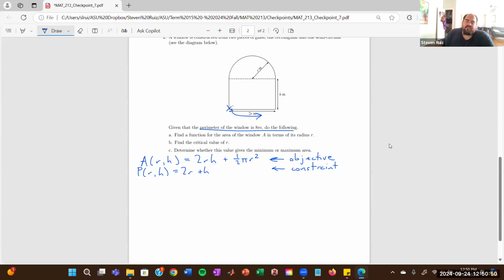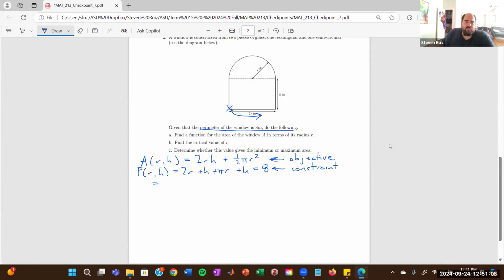Then around the outside of the circle. So how do I find the perimeter around a circle? It's 2 pi r, but I only have half a circle, so that'll be pi r. And then finally, I have one more length of h. And I know that when I add all those things together, I get 8.